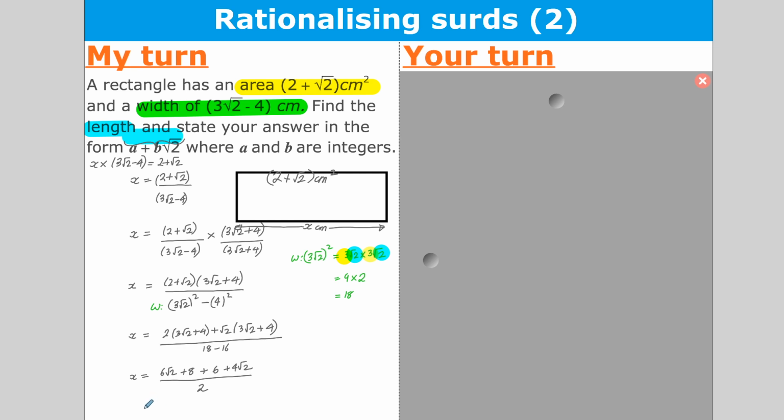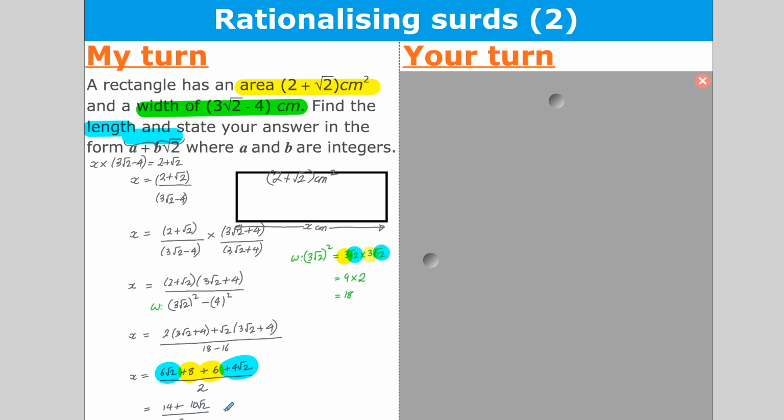So on the top, collecting like terms, we've got 6 root 2, add 4 root 2, and we've also got 8 add 6. So therefore, 8 add 6, writing the number term first, is 14, plus 6 root 2 add 4 root 2 is 10 root 2. And don't forget you've got your divide by 2. We need it in the form a plus b root 2, so divide both of these by 2.